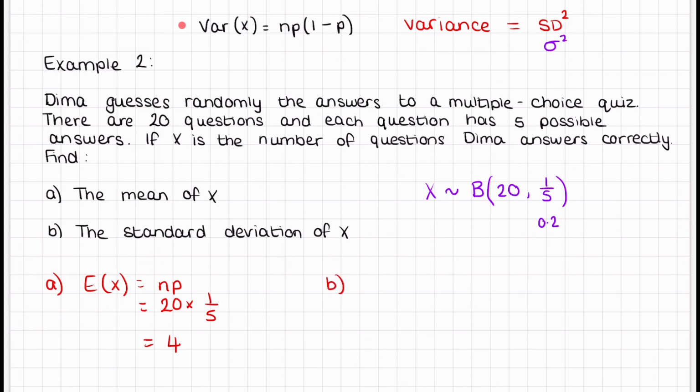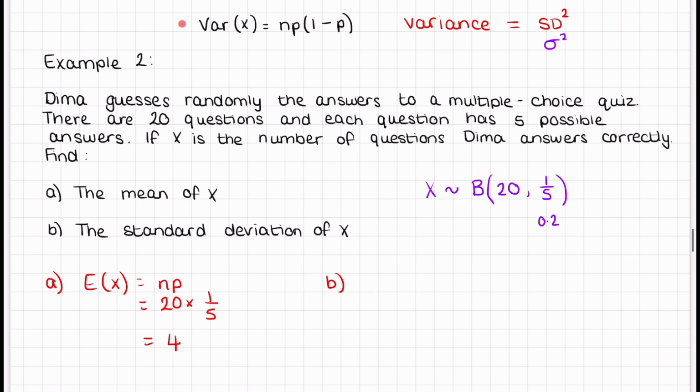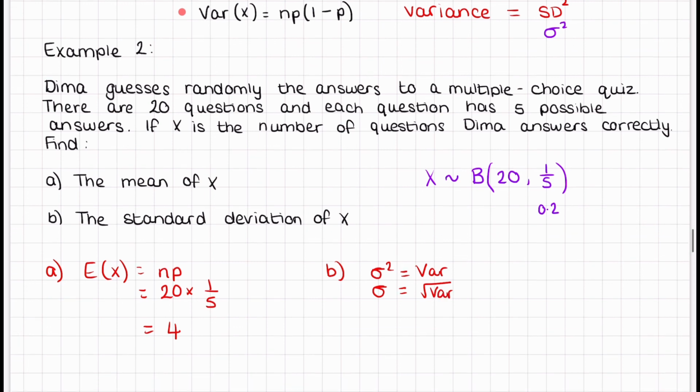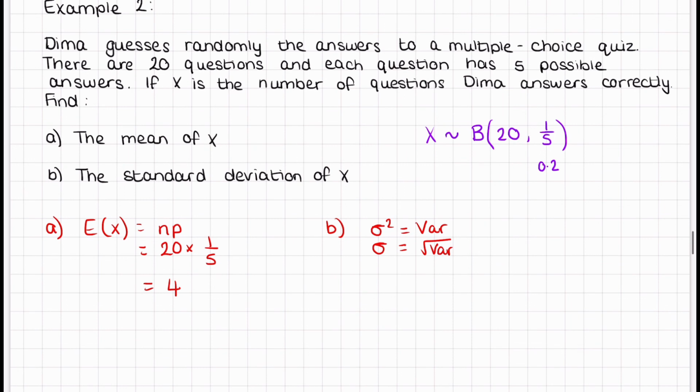Then part B, the standard deviation. Now this comes into what I said before, that the standard deviation squared equals the variance. So standard deviation equals the square root of the variance. Now that's going to be really important when we're working out this question. So our formula for the variance that we had already is that we have n times p multiplied by 1 minus p. Put in all our information, n is 20, probability of success is 1 over 5, multiplied by 1 minus 1 over 5.